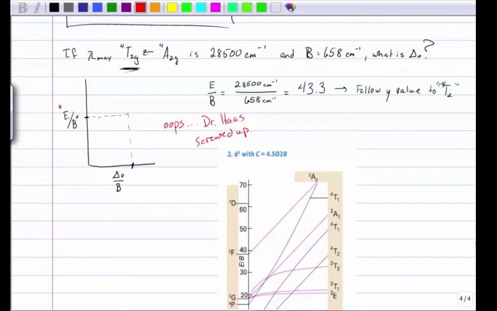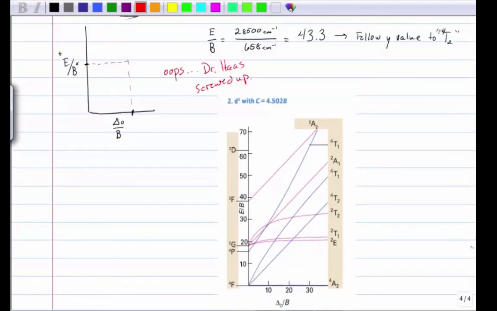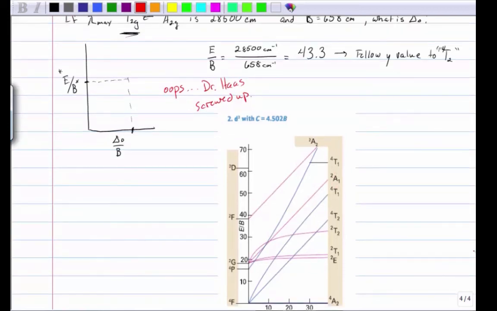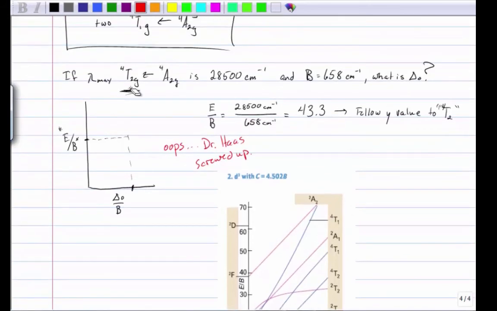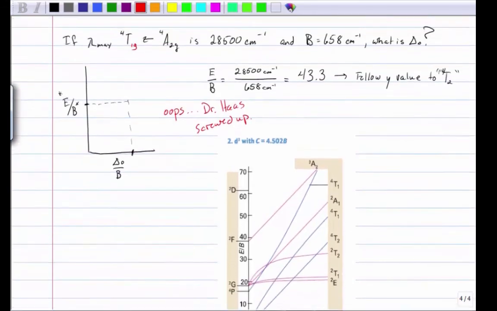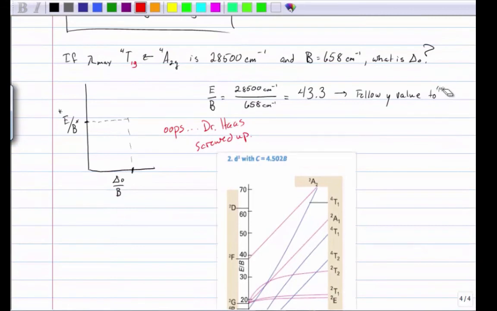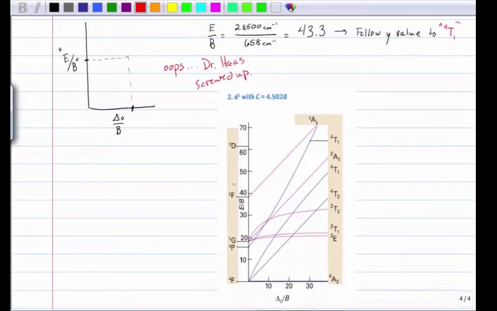I'm not sure what I did there, but let's just change the transition. So I said that was the 4T2. Yeah, let's make it T1. Does that work? Okay, that's probably what I did. So let's do this T1. Thank you. Okay, so now let's follow that over to 4T1. So we'll find 43 here.